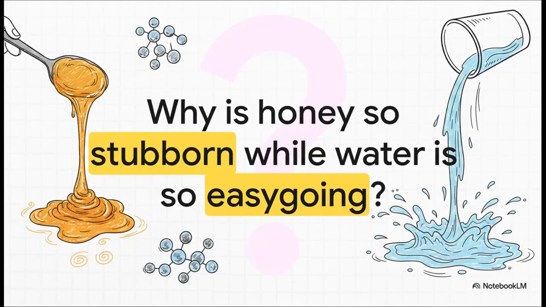Okay, so let's just start with a super simple question. Why is it that water flows so freely, right? It's just easy going. But honey, oh, honey takes its sweet time, doesn't it? It clings to the spoon, it's stubborn. It's almost like they have different personalities. And today, we are going to unpack the physics behind that personality.